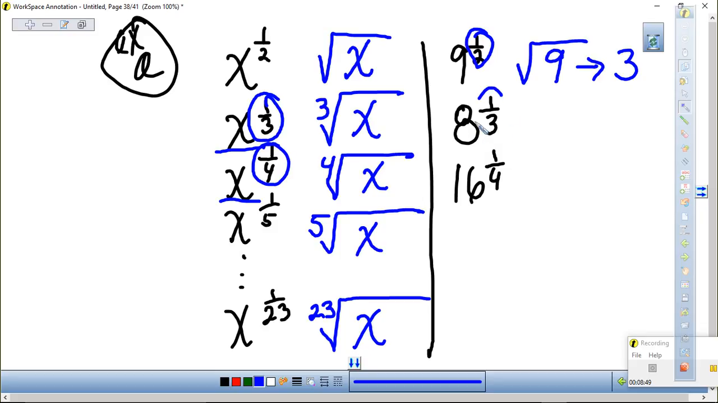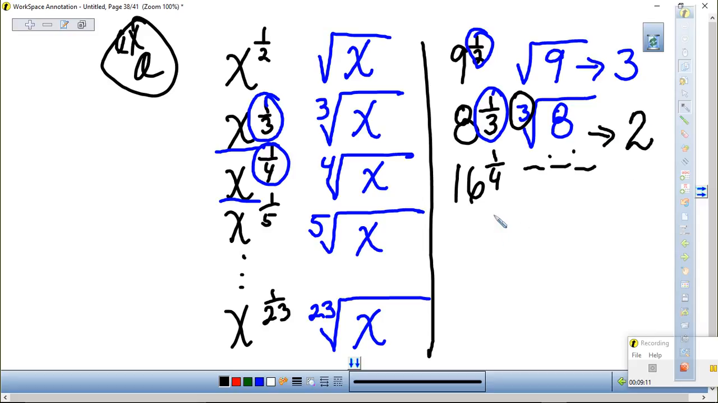Look at this one. Radical, what is the index? 3. Radicand? 8. So how does this work? Well, the index tells me how many numbers, or how many times to multiply a number by itself. How many times? 3. 1, 2, 3. One number times itself 3 times gives me 8. 2. 2 times 2 times 2 is 8.